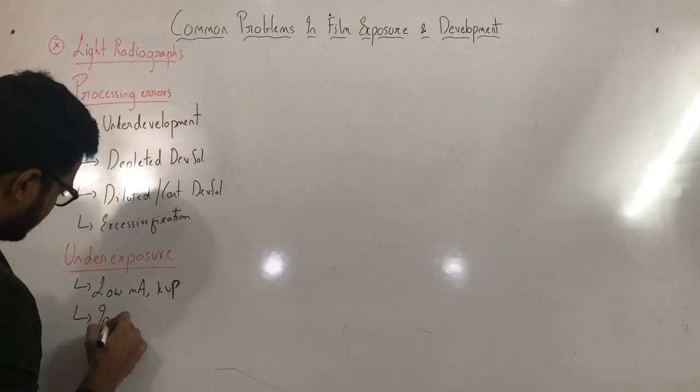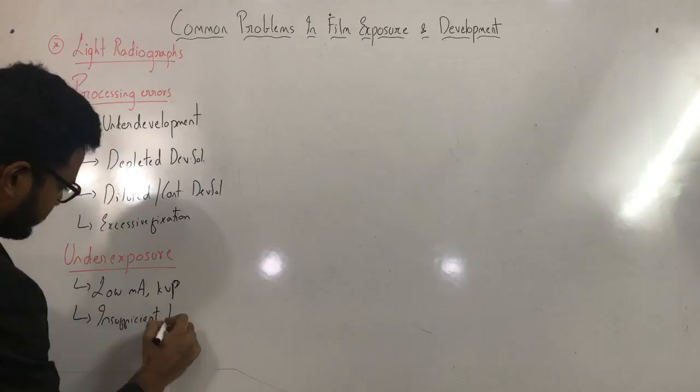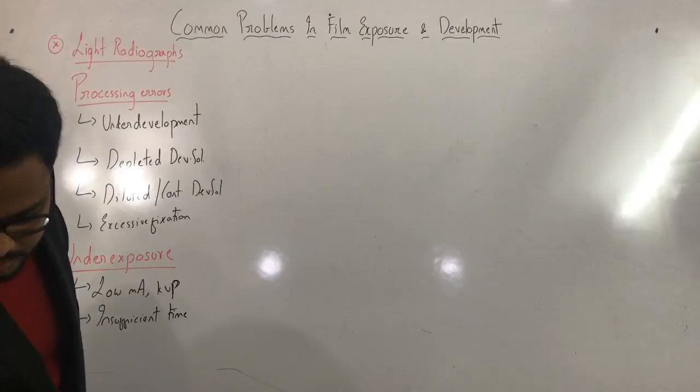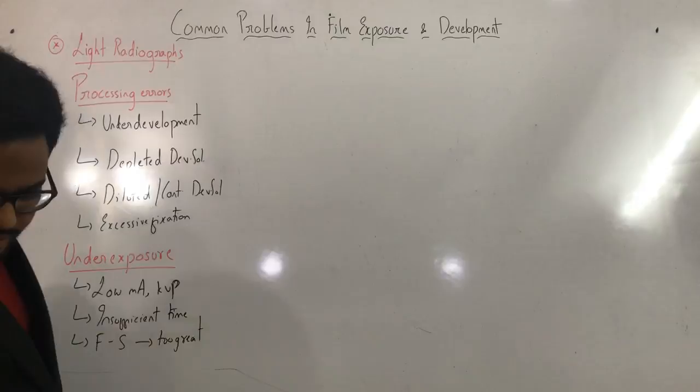Insufficient time of exposure. I mean, you have a timer set, you would have experienced this when you are taking radiographs. Insufficient time of exposure. Yes, less time. Or, very good, film source distance too great. So less number of X-rays reaching the film, isn't it? Anything else?